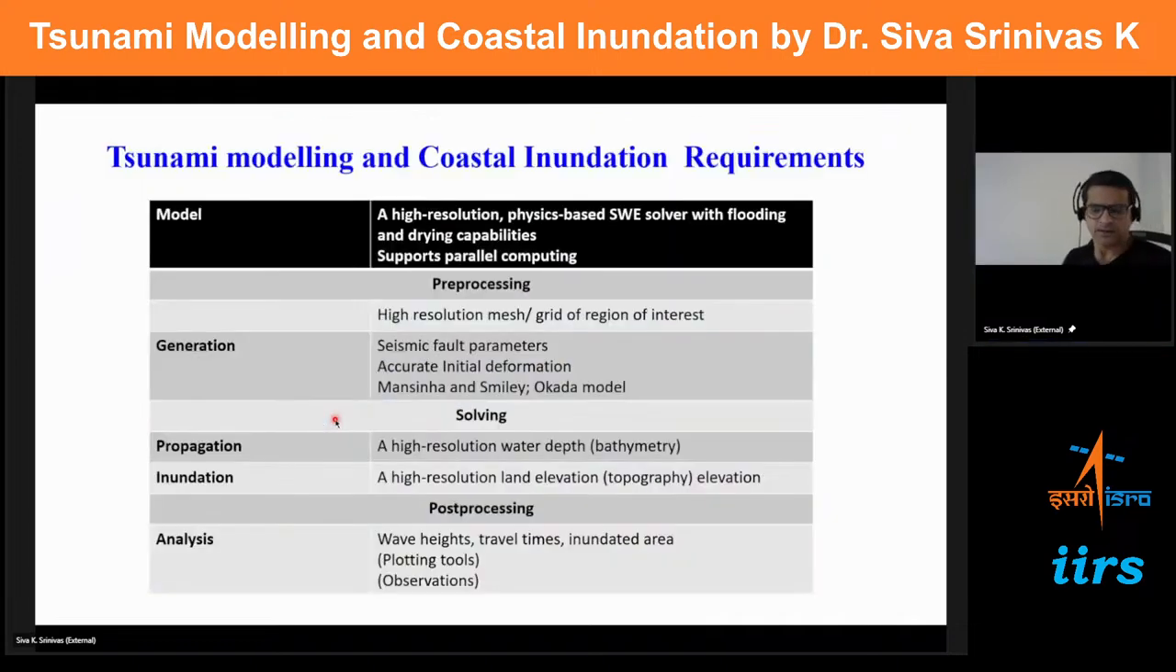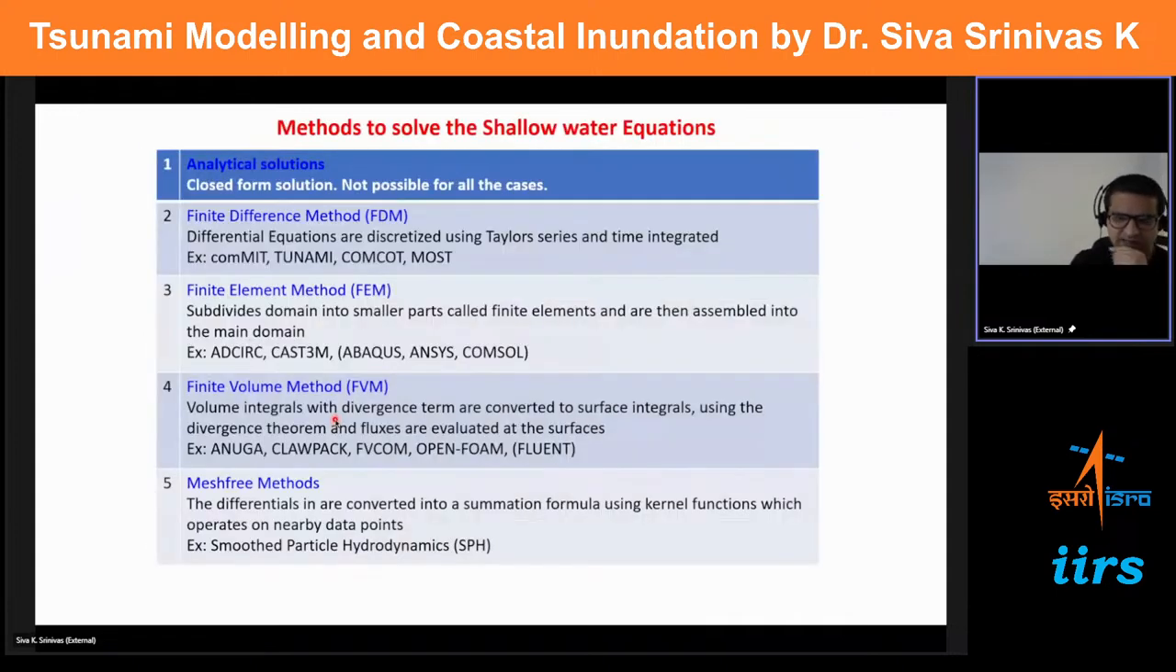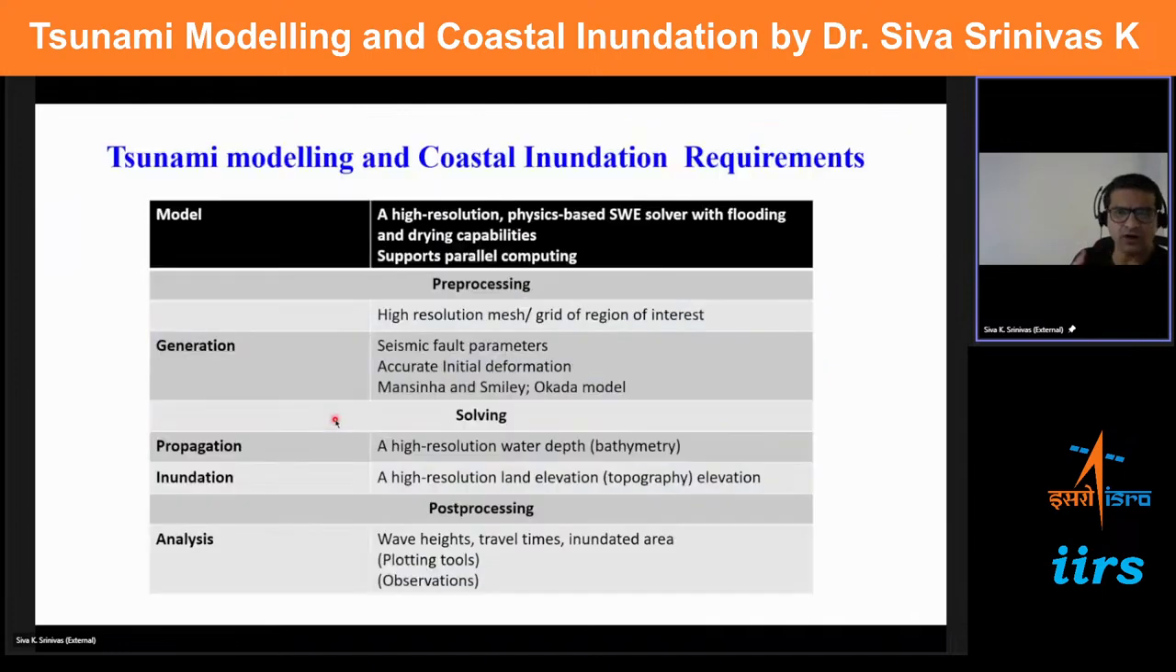Now, having said that our interest is to calculate the wave height, and having described the different numerical methods and packages available, what are my requirements to model tsunami and inundation?